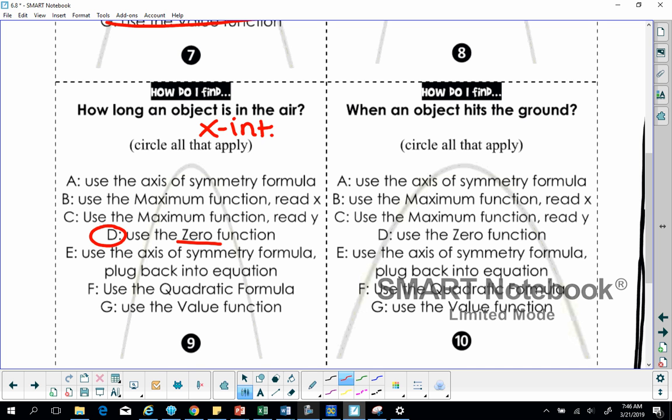Anyone help her out? What other letter? Mark? D. Not D, though. What formula gives you your x-intercepts? Oh, yeah. F. Remember, the quadratic formula we worked on yesterday during first period always gives you your x-intercepts. Cool. Last one, when it hits the ground, Jordan, what would that indicate? What does that one indicate?